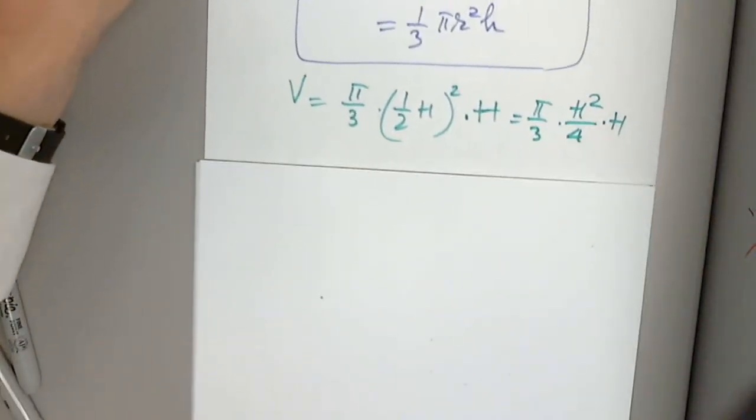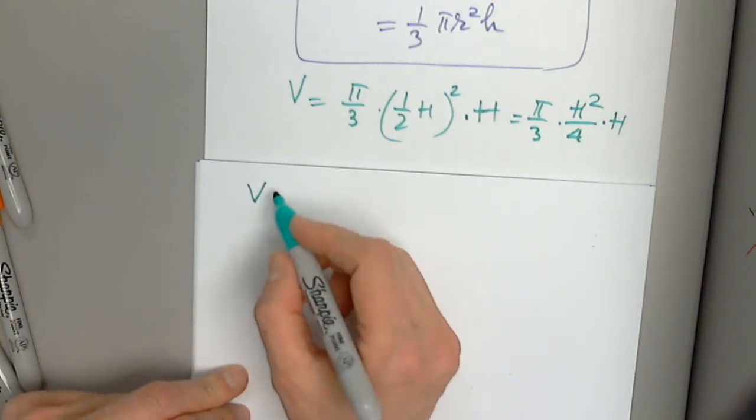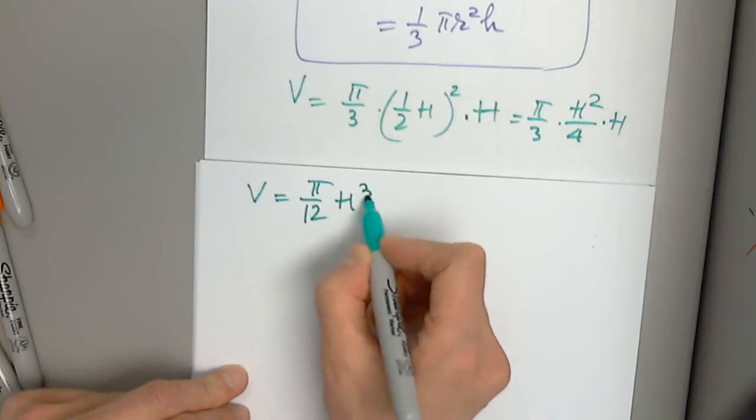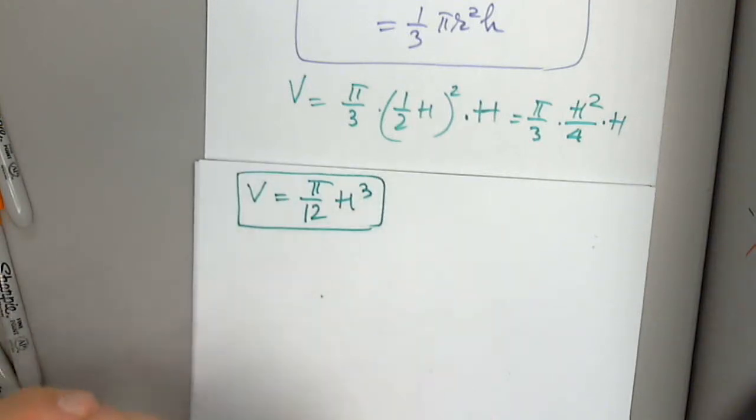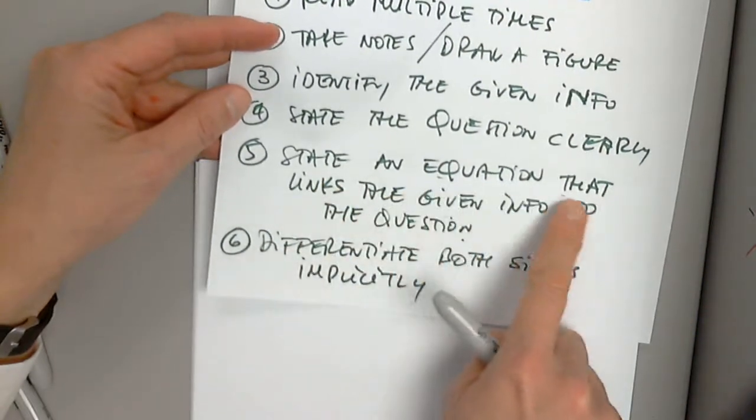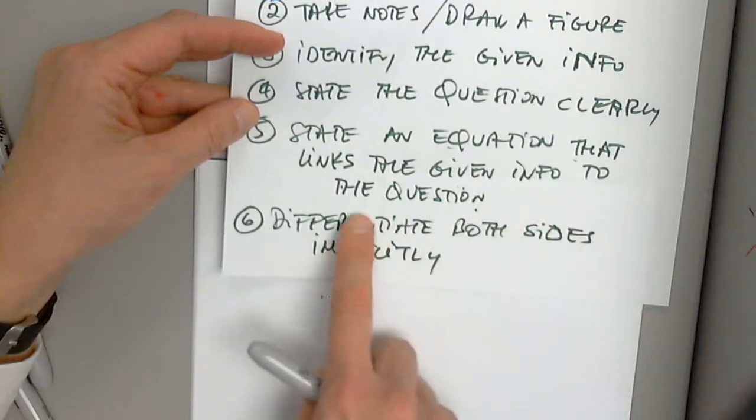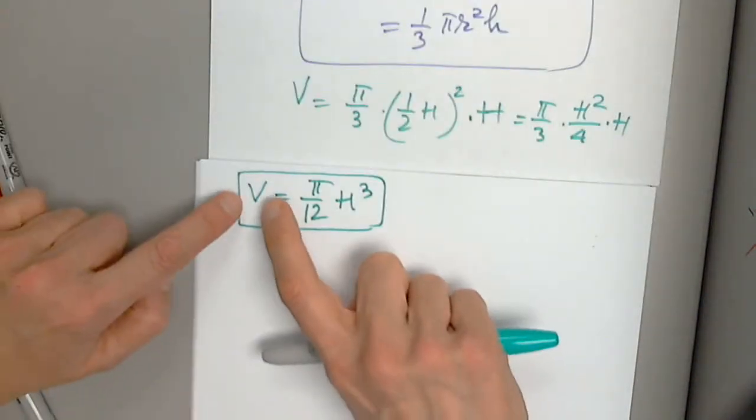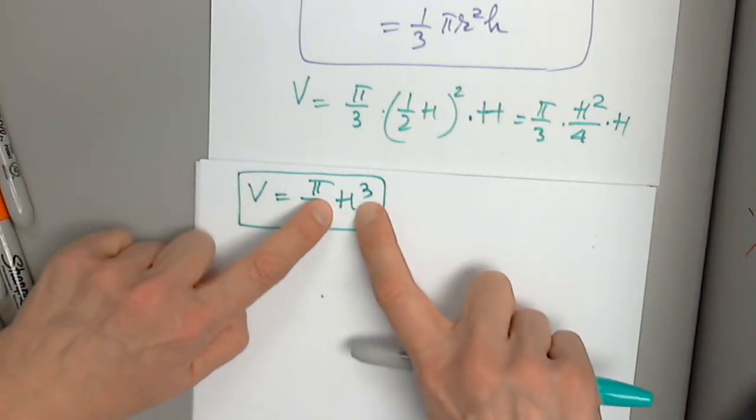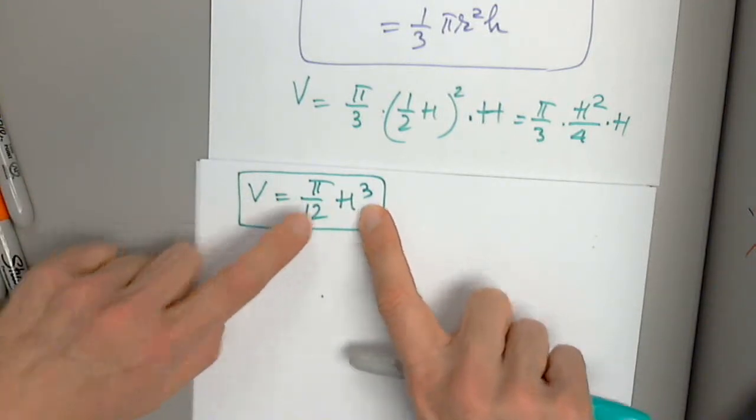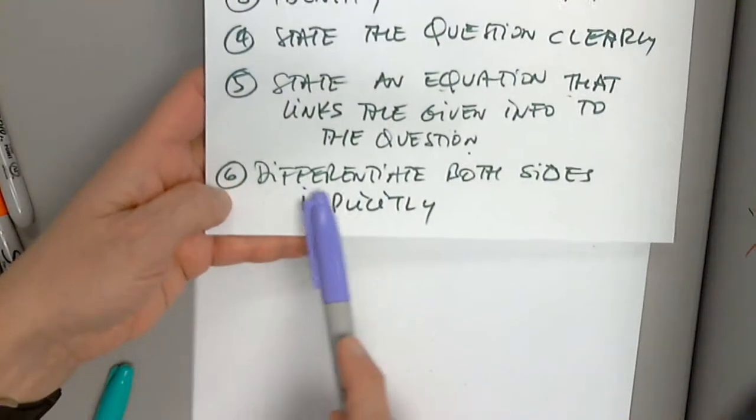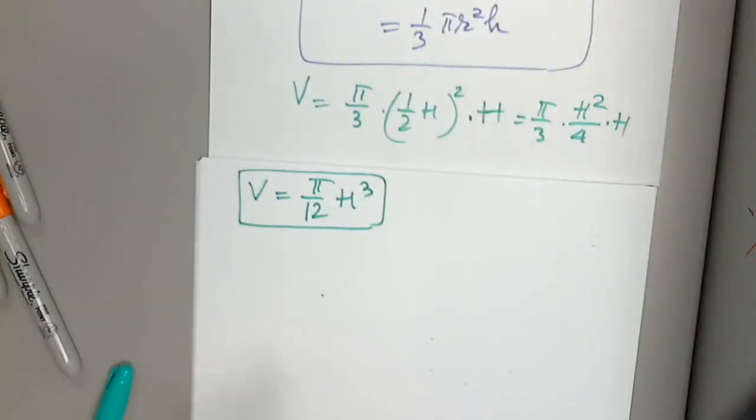And the simplified volume, now we can say it only has one variable in it in this case. So the volume is pi divided by 12 times h to the 3rd. So what is this again? This is: state an equation that links the given input to the question. So we stated an equation that links what we were given to our question, which is the rate of change of h with respect to time. At this point, I reach this part in which I have to differentiate. And why? Yes, please, Brady.